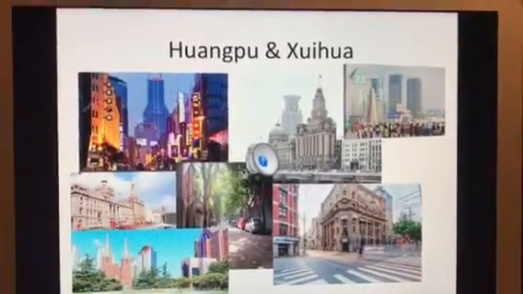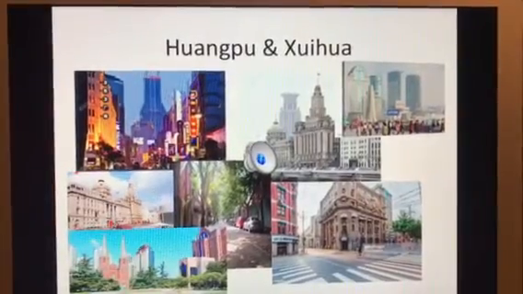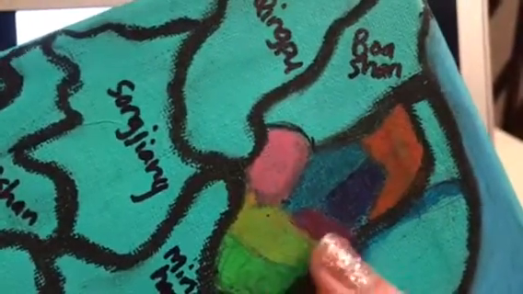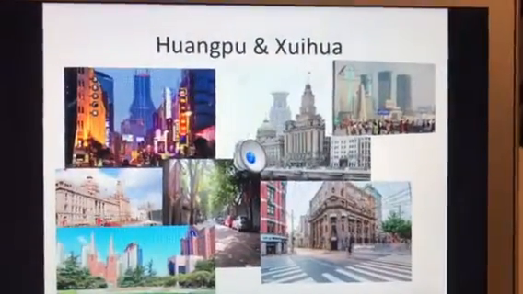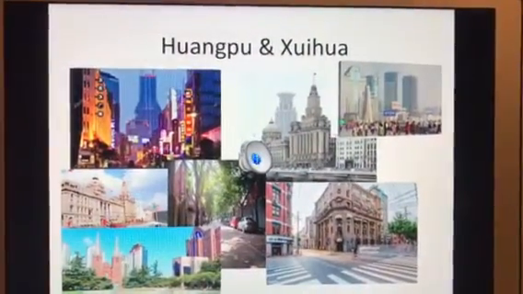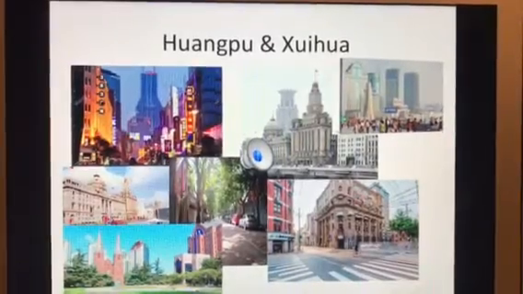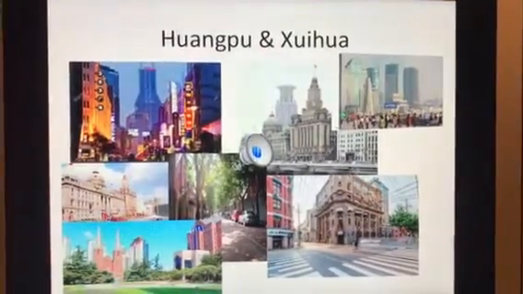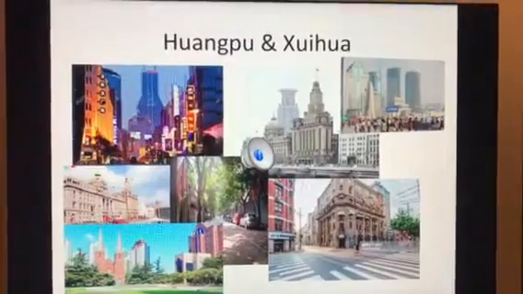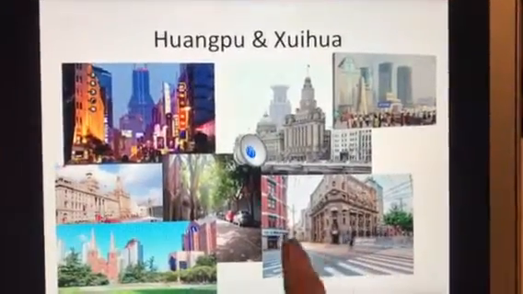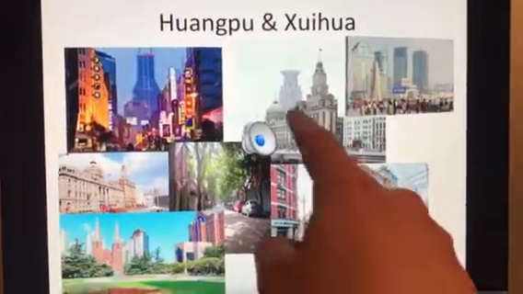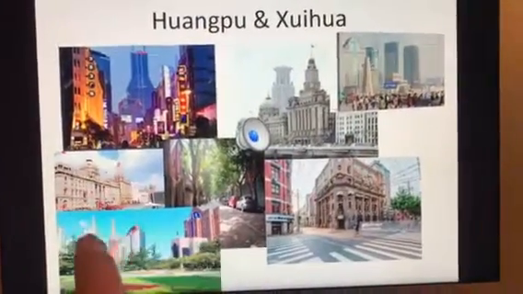The last 2 districts I'm going to talk about are the Huangpu district and the Xihua district. I'm talking about these two districts together because they are very close together on my inner city Shanghai map. And these two districts were both districts of the French concession. You can see that many parts of these districts mimic European architecture. It features wider streets and is quieter than the Jing'an district, which is filled with endless skyscrapers.